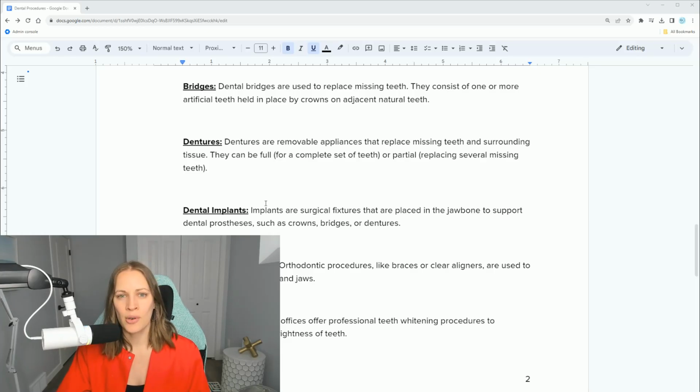Could be an hour or 2 hours. We're not talking though like 10 minutes here, 20 minutes. We're talking an hour or 2 hours. Dentures. This is different for every office for sure.